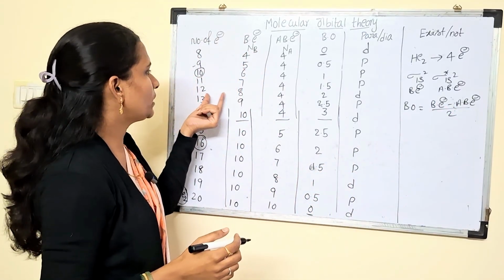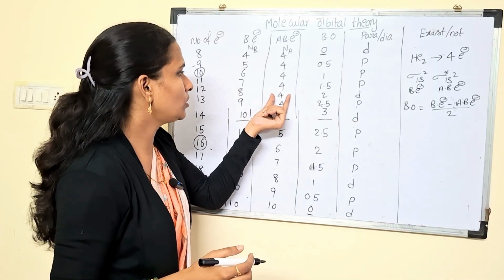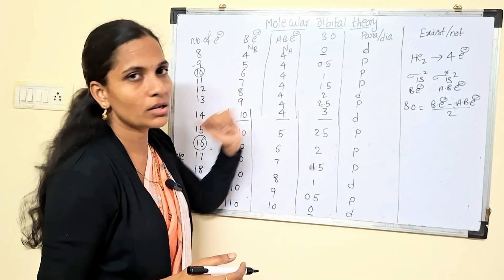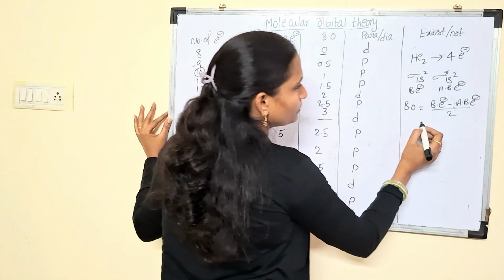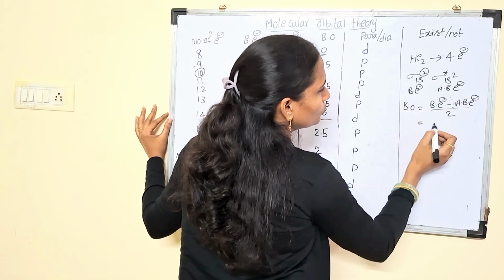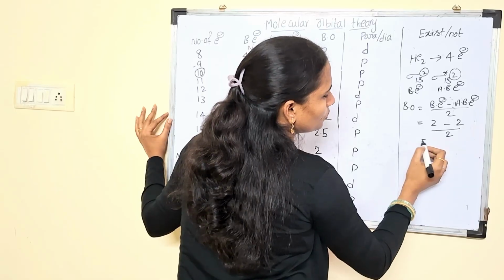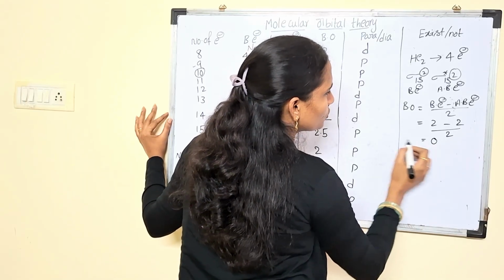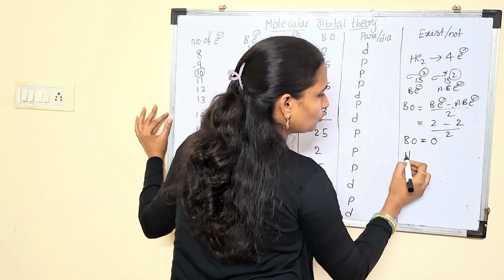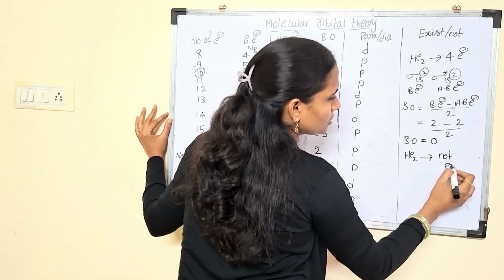For example, for 12 electrons, bonding electrons are 8 and anti-bonding electrons are 4. So 8 minus 4 is 4, 4 by 2, then the bond order will be 2. Here, for the helium 2 molecule, bonding electrons are 2 minus anti-bonding electrons 2, divided by 2. Then 2 minus 2 is 0, 0 by 2 is 0. So what is the bond order? Bond order is 0.